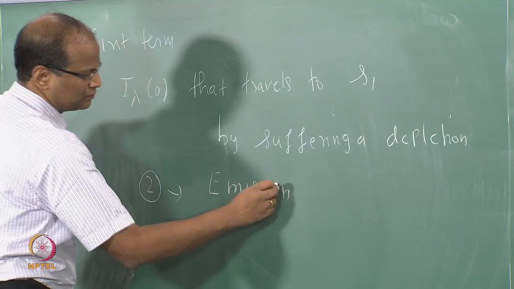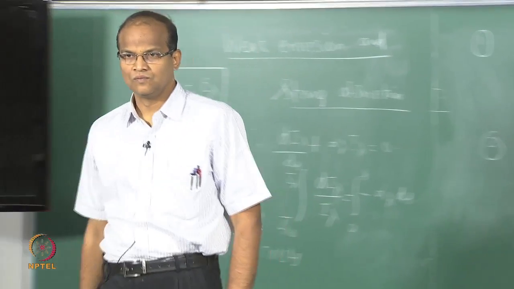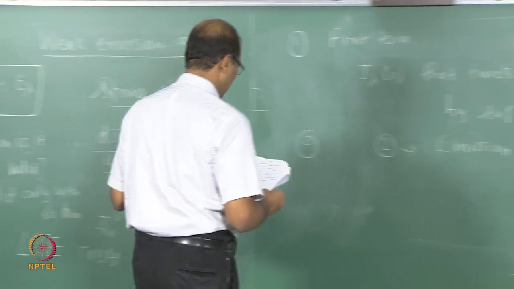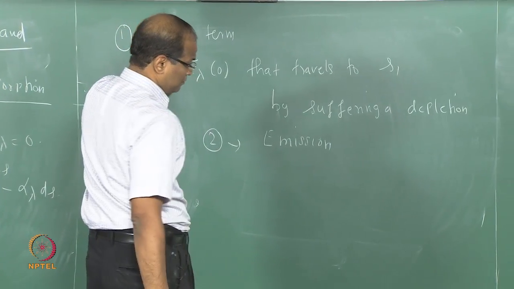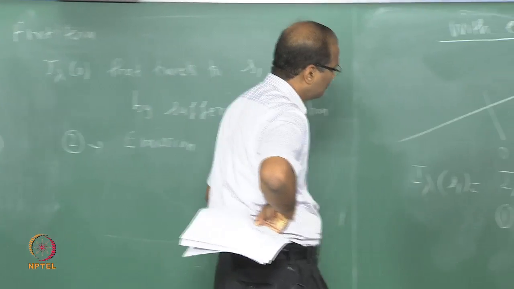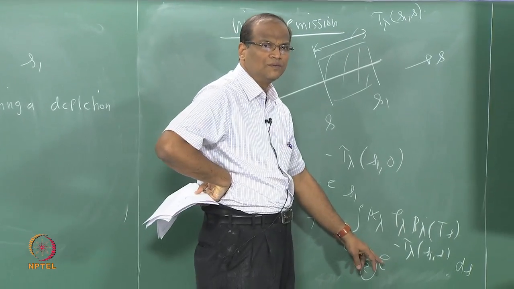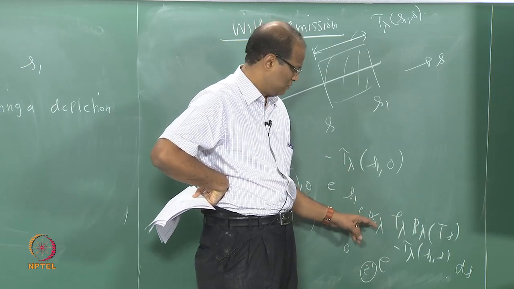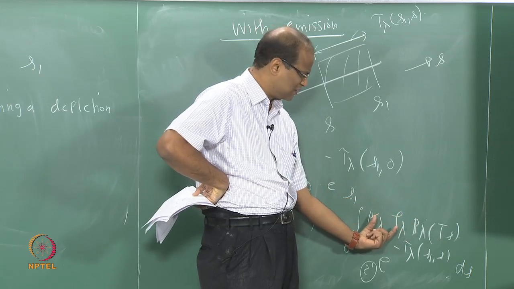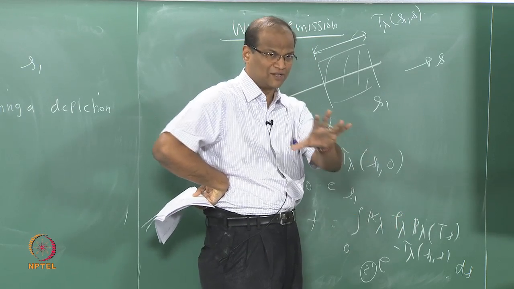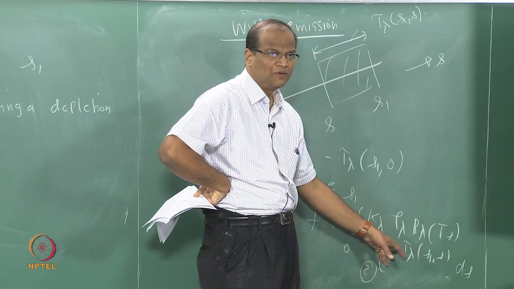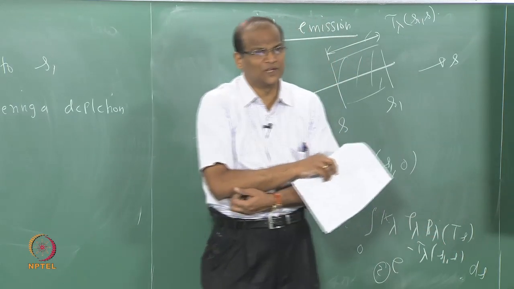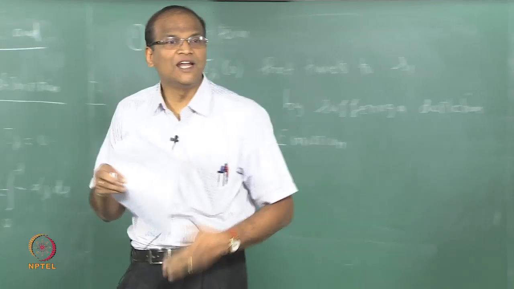The second term is the emission, which increases the I lambda. Please note the integrating factor: kappa lambda rho lambda b lambda is basically epsilon lambda, which is equal to alpha lambda under some cases. This e to the power of minus tau, if you integrate it, you will get that, but it is applicable from s to s1 only, because we are taking emission in that layer.